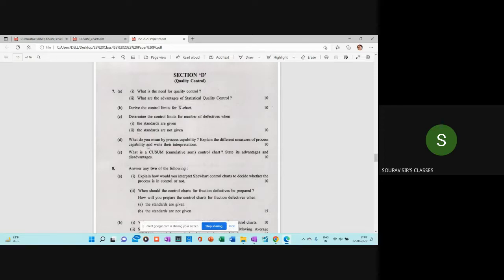So just repeating the question, I hope the screen is visible clearly. 7D says, what do you mean by process capability? And explain the different measures of process capability and write their interpretations. And this is a 10 marks question. So we can guess a partition of 3 plus 7, or maybe 4 plus 6. The partition is not given. Obviously, the definition of process capability will not contain more than 3 or 4, and the different measures and their interpretations will have more than 3 and 4.